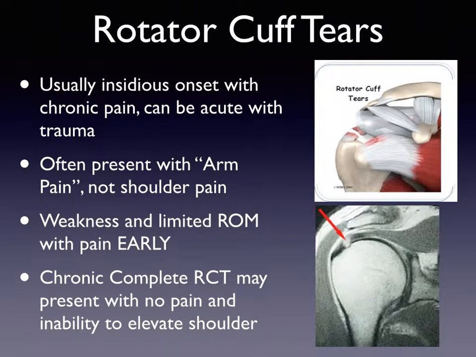Rotator cuff tears are usually insidious. That means that it comes on over a long period of time, can be chronic, and just like in these illustrations, we see the tear. When we look at that illustration of the MRI, we see that arrow pointing to the rotator cuff tear, and there's usually weakness and limited range of motion.